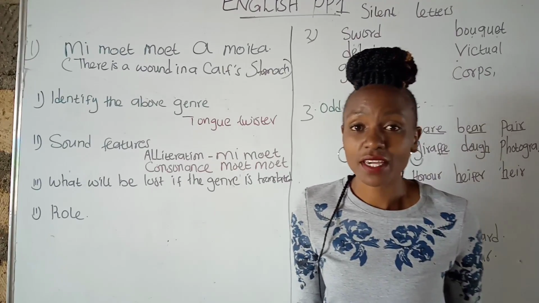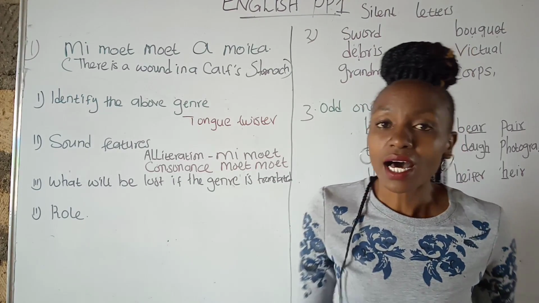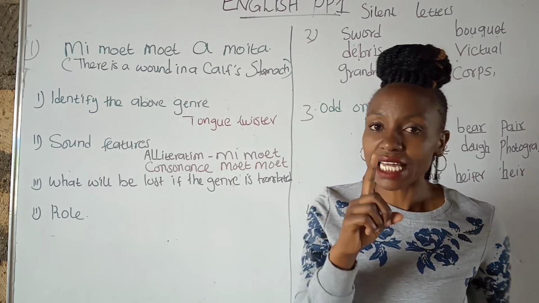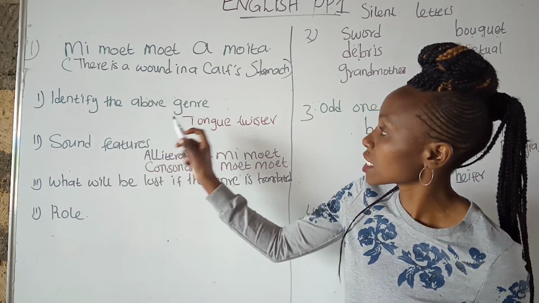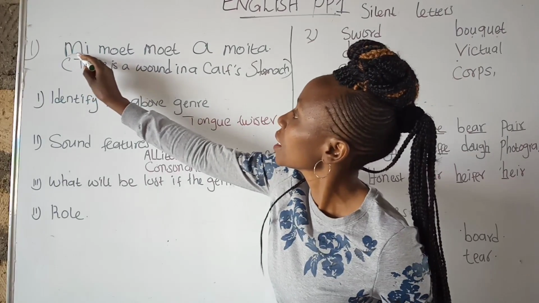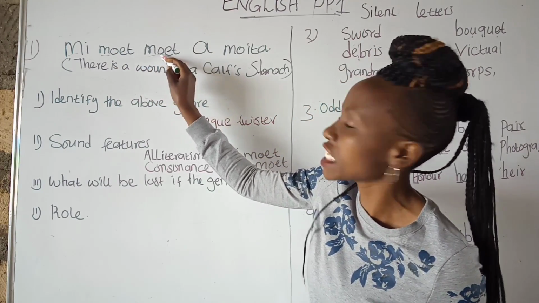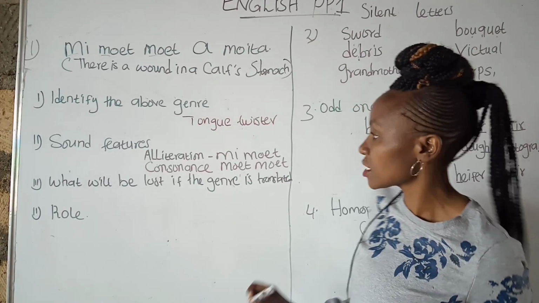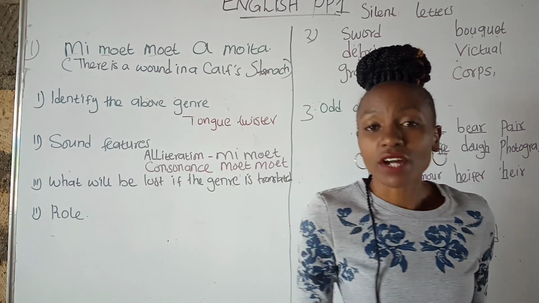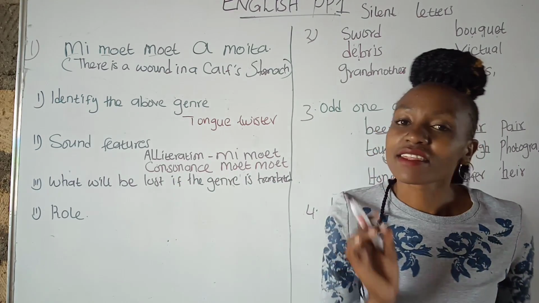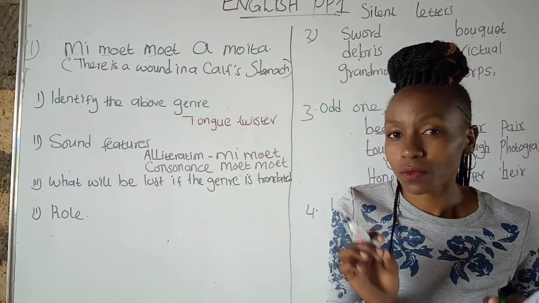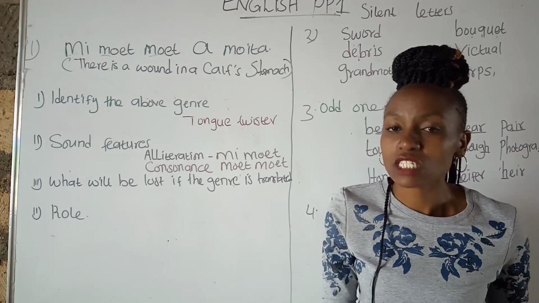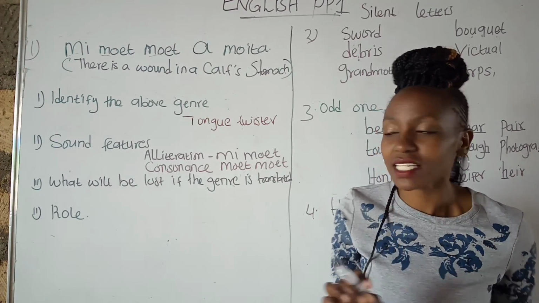So we are going to identify the sound features. One is alliteration. We have these consonant sounds, mi, moit, moita. The M has been repeated. So you're going to write it in the right way, alliteration, then underline only the repeated sound. So be careful when underlining to underline only the repeated sound.